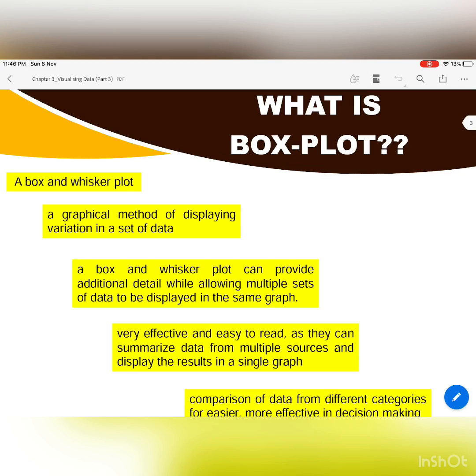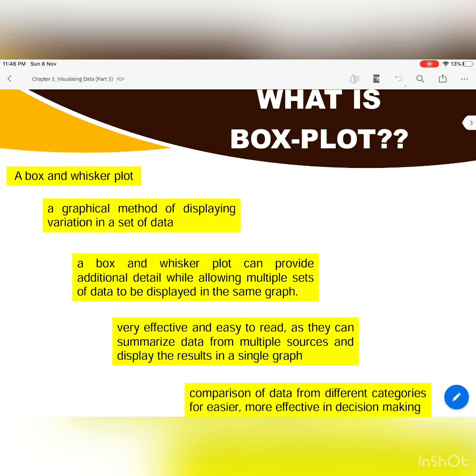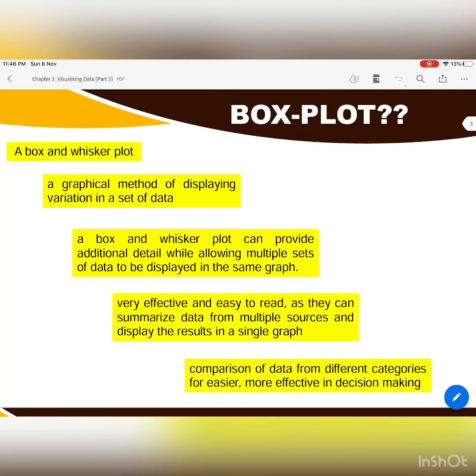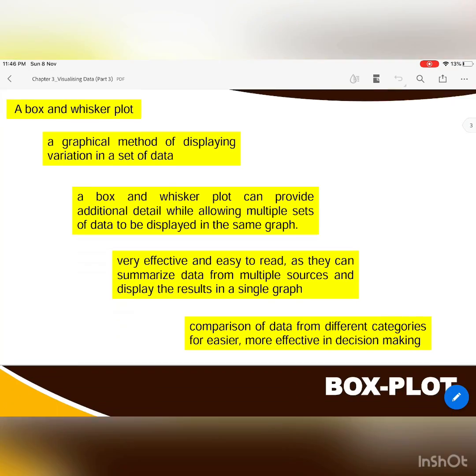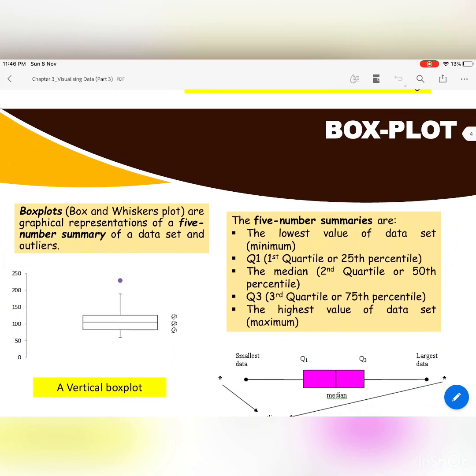So what is a box plot? A box and whisker plot is a graphical method of displaying variation in a set of data. It can provide additional details while allowing multiple sets of data to be displayed in the same graph. So it is very effective and easy to read, as it can summarize data from multiple sources and display the result in a single graph. Comparison of data from different categories makes decision making easier and more effective.